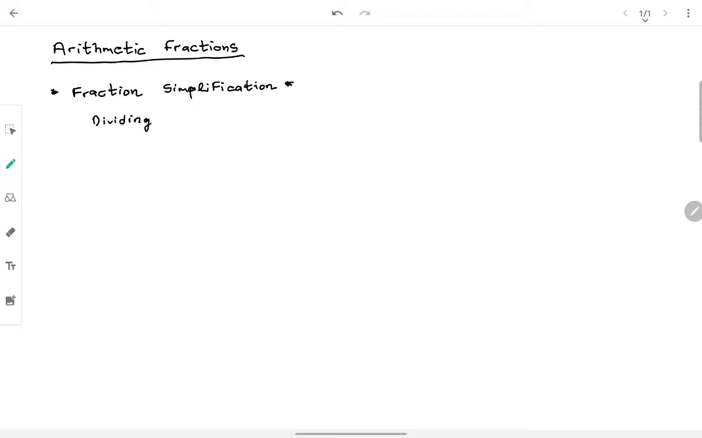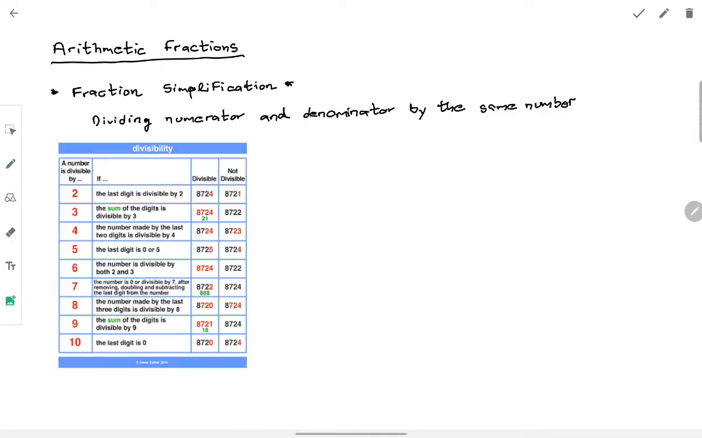or dividing numerator and denominator by the same number. That means that we are going to simplify the fraction dividing by the same number the top and the bottom part of the fraction. So let's see.